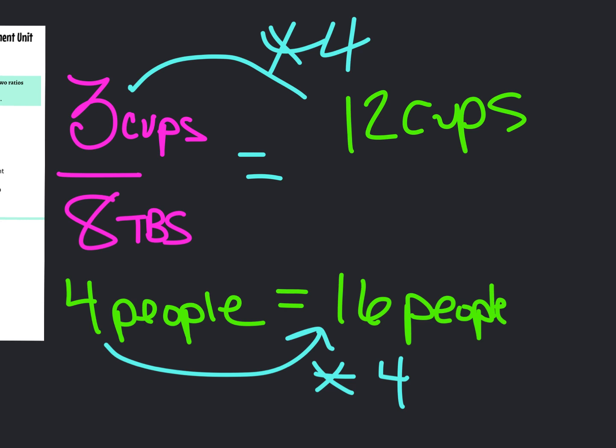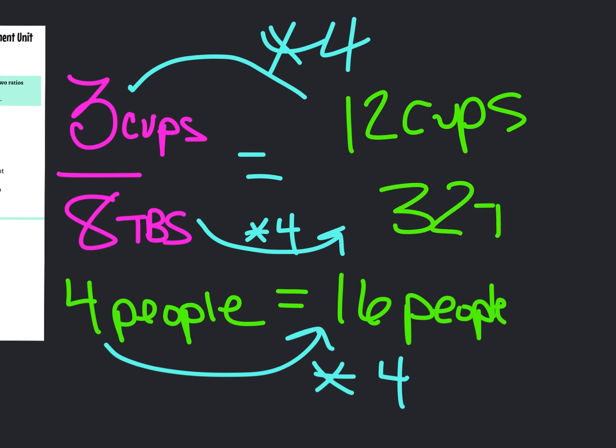So what do you think I'm going to do to the 8 tablespoons of cinnamon? I want it to taste the exact same, so I need 4 times that amount. So I am literally taking 8 tablespoons, I'm going to multiply it by 4, right? And that means I'm now going to have 32 tablespoons of cinnamon. Dear Lord.